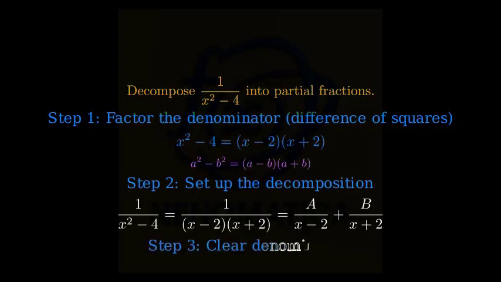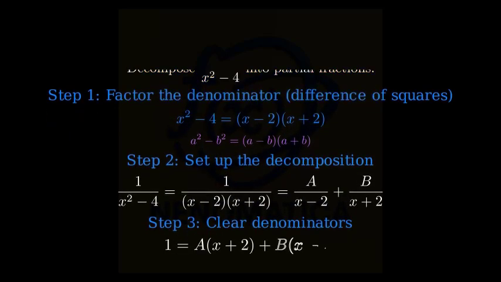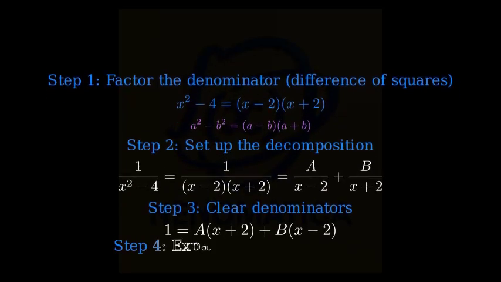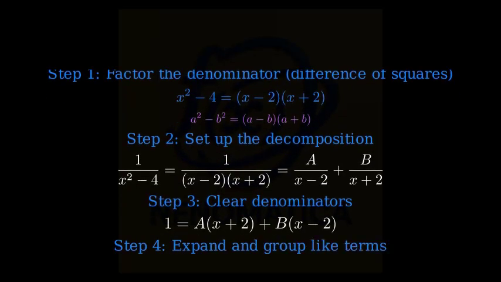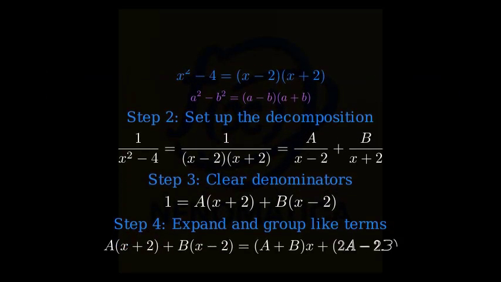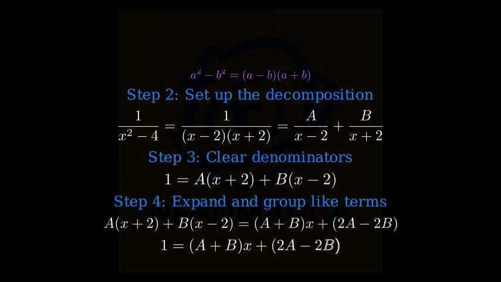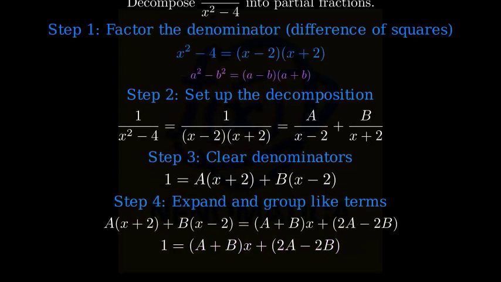Step 3. Clear denominators by multiplying both sides by (x minus 2) times (x plus 2). That gives 1 equals a times (x plus 2) plus b times (x minus 2). Step 4. Expand and group like terms. A times (x plus 2) plus b times (x minus 2) equals (a plus b) times x plus 2a minus 2b.